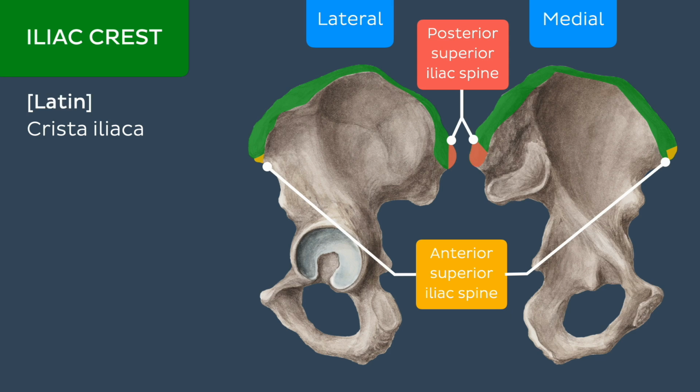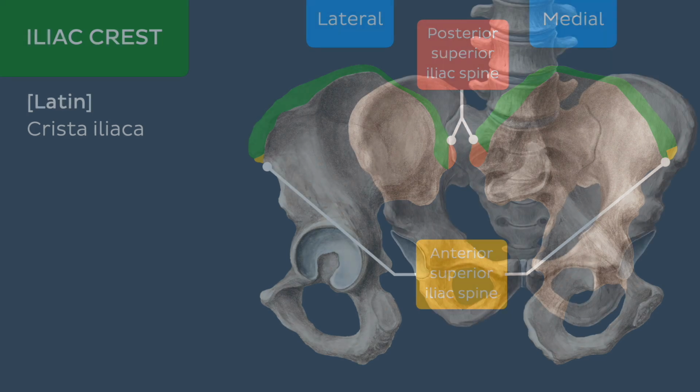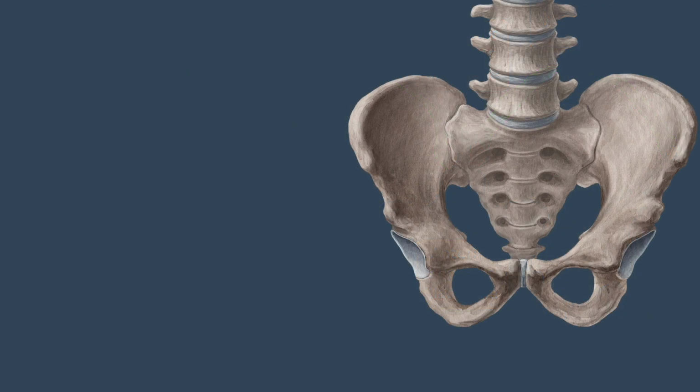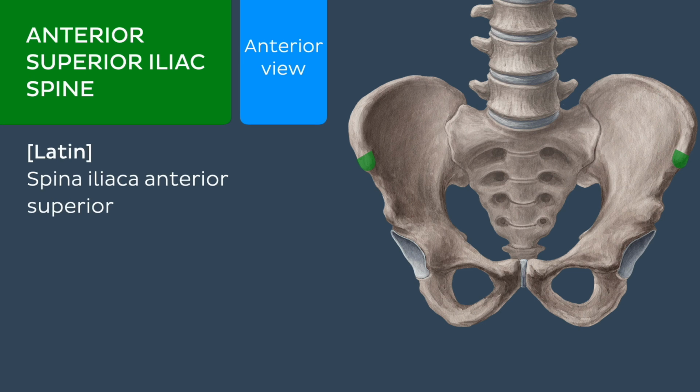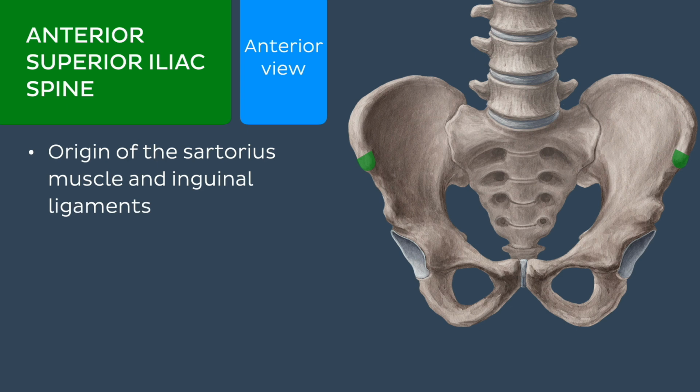Lastly, we're going to look at the spines of the ilium. The ilium has 4 different spines, and the first one we're going to talk about is one I already mentioned, the anterior superior iliac spine. As I said earlier, the anterior superior iliac spine is a bony projection that marks the anterior limit of the iliac crest, and it is the origin of the sartorius muscle and inguinal ligaments.